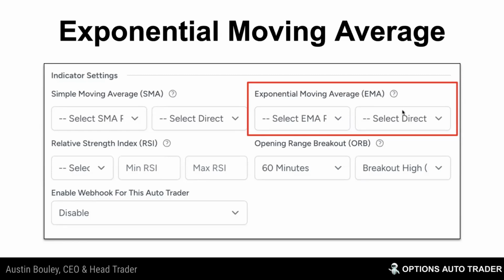And then again, same thing with direction above or below that moving average so that you can actually trade that. So for instance, maybe you want to do a 0DTE put credit spread, but you only want to run it when the market is in an intraday uptrend. Then you can make sure that the EMA of whatever period you'd like is above. And that's how you would set up those things.